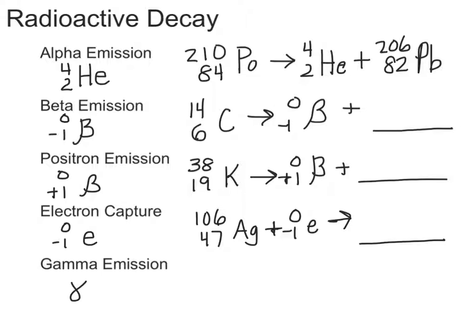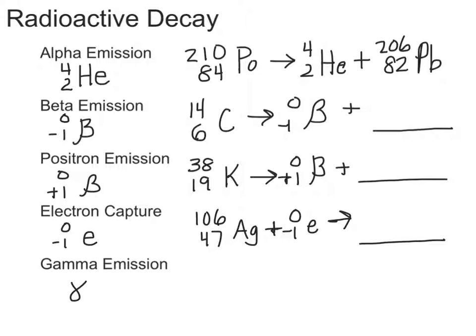Let's take a look at the 5 types of radioactive decay. Alpha emission is restricted almost entirely to very heavy nuclei. It's in these nuclei that both the number of neutrons and the number of protons need to be reduced in order to increase the stability of the nucleus. And they do that by emitting an alpha particle, which is going to have a mass of 4 and a positive 2 charge. In essence, it's the nucleus of a helium atom.